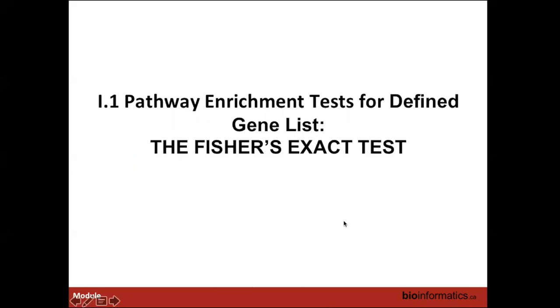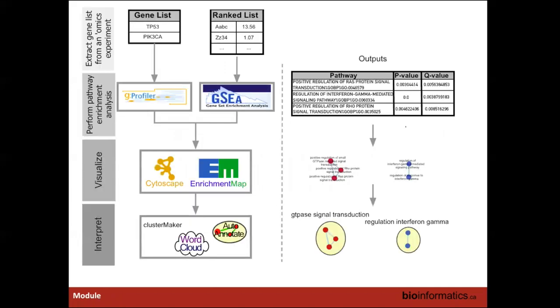So then we are going to start by explaining. Veronique, may I ask you a question? Can you define this Q value? What is a Q value? Yes, so the Q value is the corrected p-value, because we correct for multiple hypothesis testing, and we are going to see it in detail in the next part of the section. So we are first going to explain the Fisher's exact test and the GSEA, and then I'm going to explain the Q value.